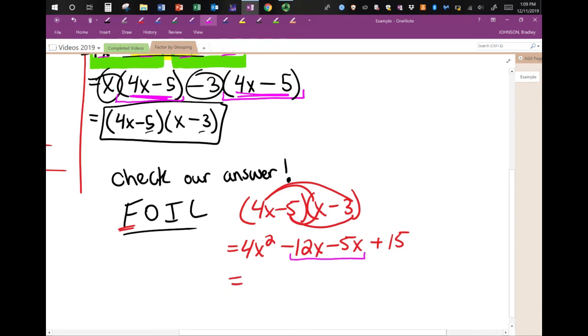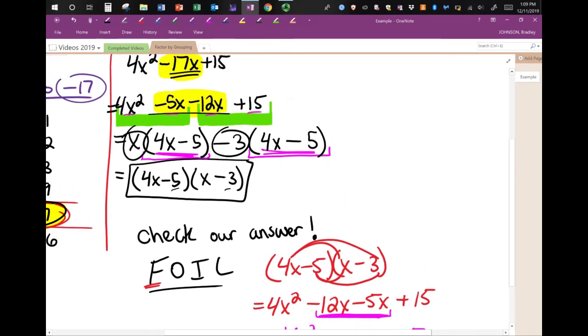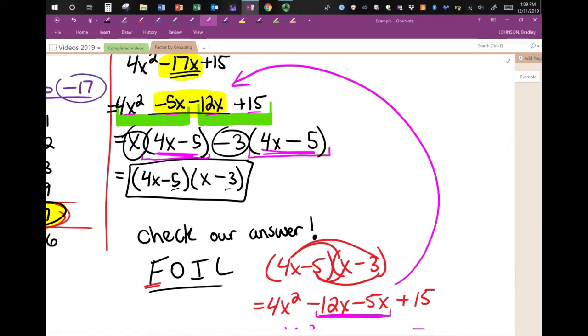Notice the middle terms should add up to what? Negative 17x, and then you have 4x squared and the plus 15. If you look at this, the negative 12x and the minus 5x, going back up to where we rewrote it earlier in the problem, notice the order is just slightly different. If you rewrote the order, you'd get the same answer.